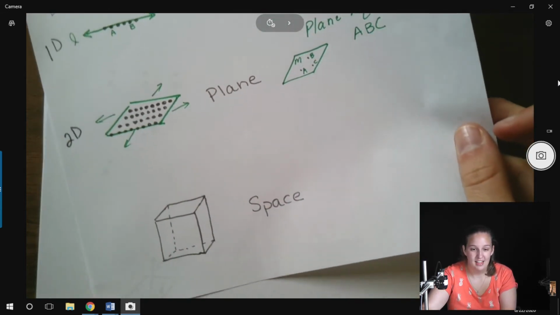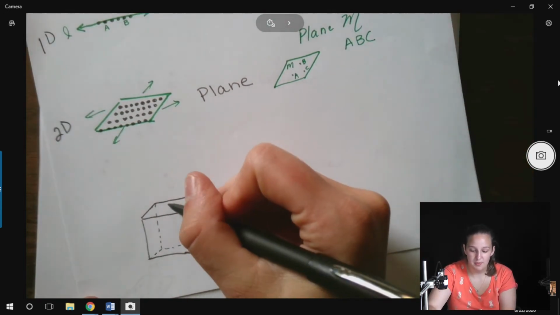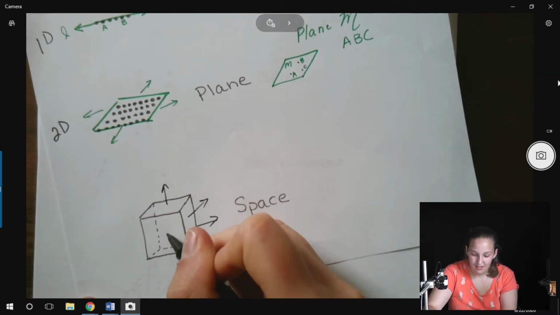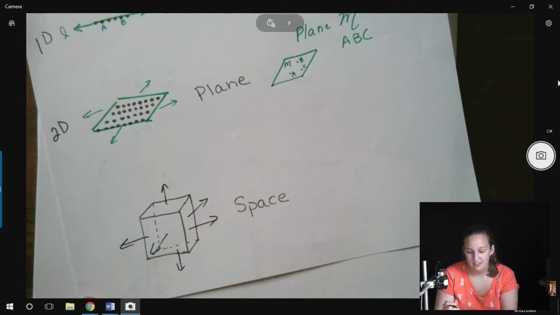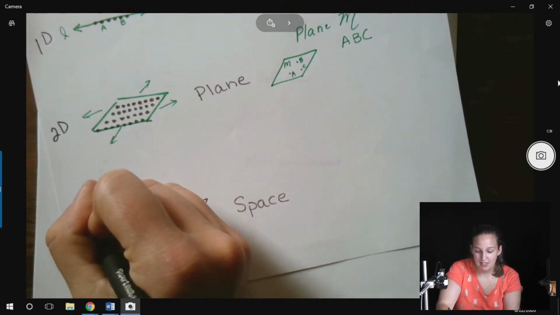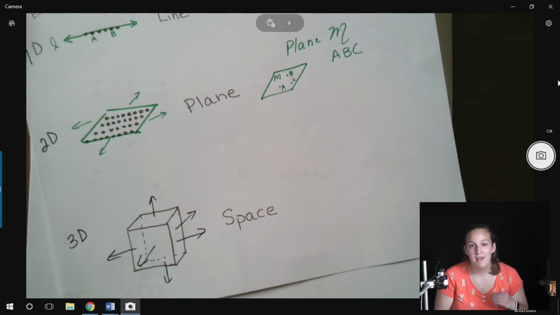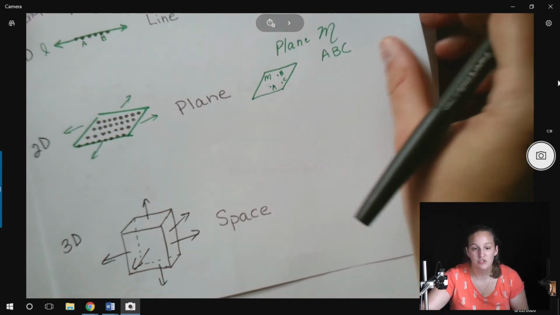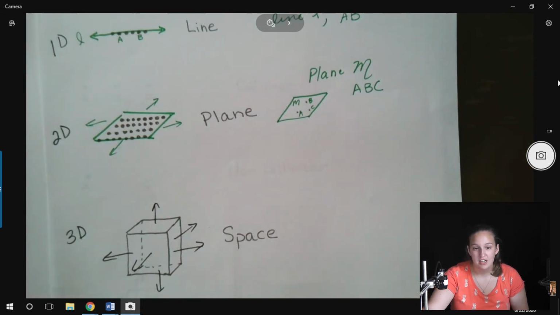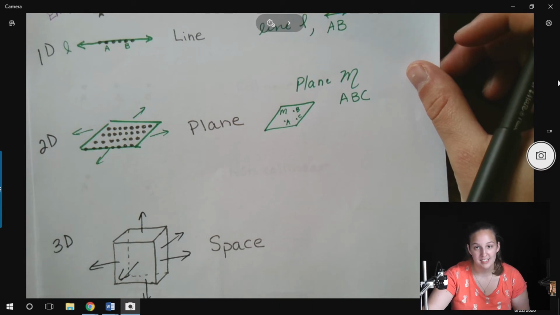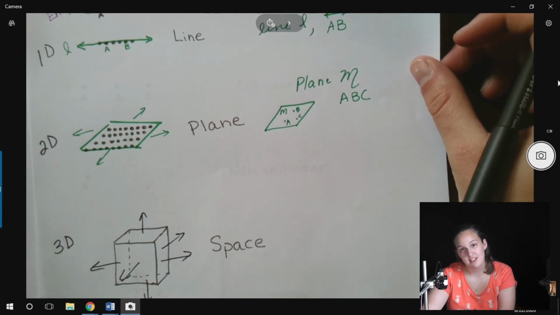And the final thing is what we call space. That's if you have every single direction, it's going out in every direction, then that is called 3 dimensions. We live in a 3-dimensional world, which is why it is extremely important to make these drawings detailed, so that you know exactly where all your points are and what their orientation is, especially when you're trying to draw these on 2-dimensional surfaces. Okay.